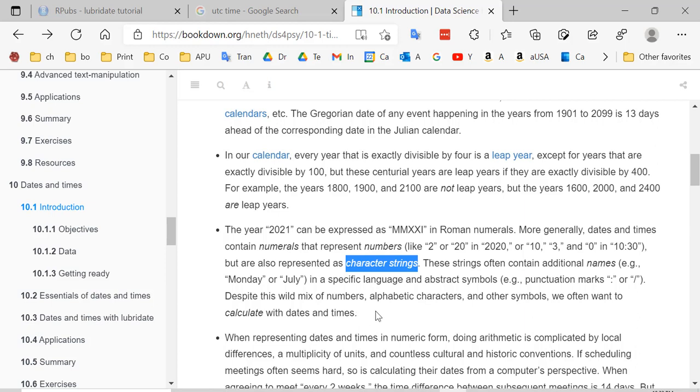Despite this wild mix of numbers, alphabetic characters, and other symbols, we often want to calculate with dates and times. So, if we have today and it's represented as, say, July 21st, 2021, then we also have the fact that today is Monday, and then we also have these things in there, and somehow we want to be able to calculate with dates and times that are represented like that. Well, you can imagine that there has to be some stuff going on there. It's not completely straightforward. How do you subtract Monday from Tuesday or something like that?